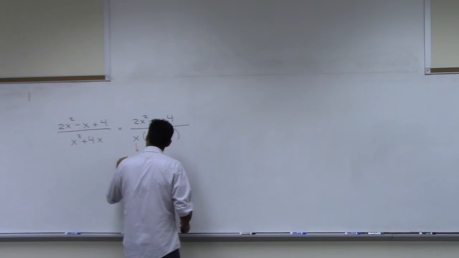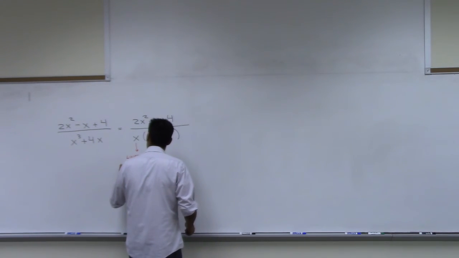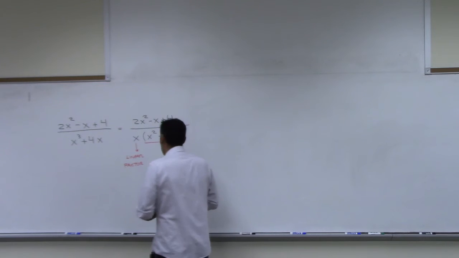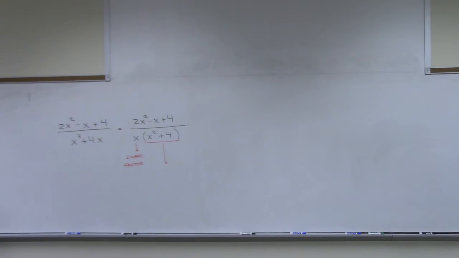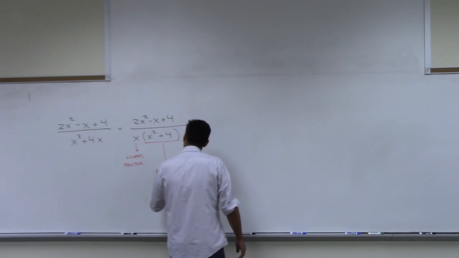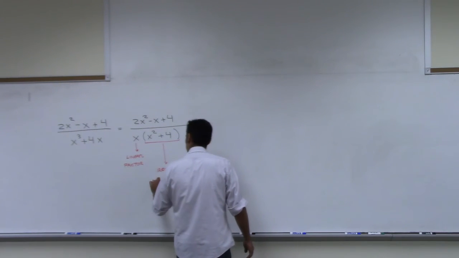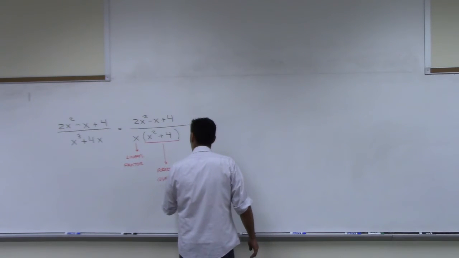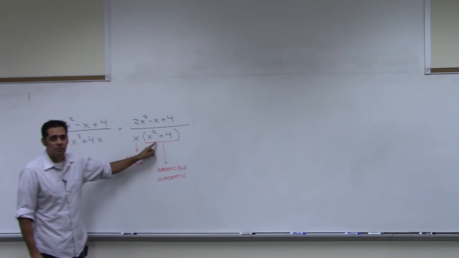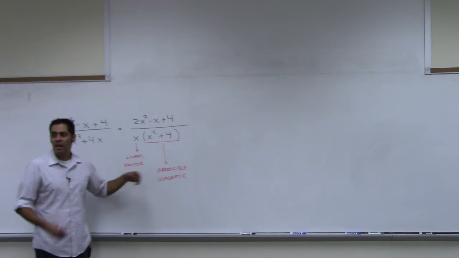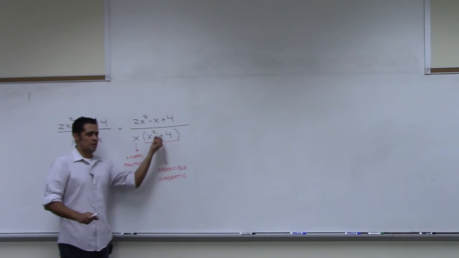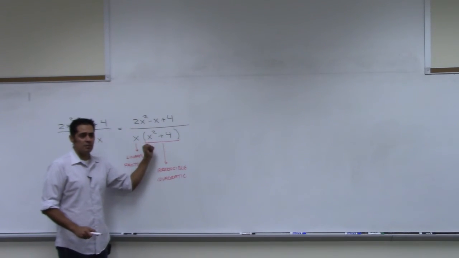This right here is a linear factor. We already knew that. And this right here is an irreducible quadratic. In other words, it is a quadratic factor that can't be factored. You cannot reduce that into two linear factors. If it was x squared minus 4, we could reduce it, couldn't we? Into two pieces. But that's a quadratic that cannot be factored, and therefore it's irreducible.